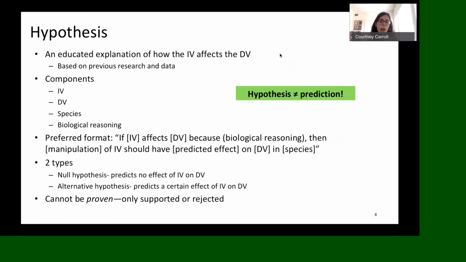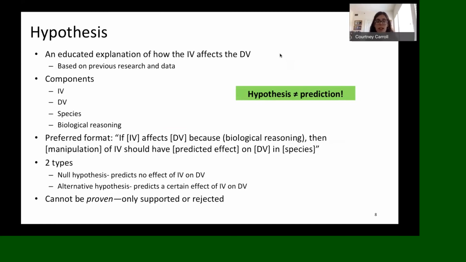And there are 2 types. The null hypothesis predicts that there's no effect. So for this, the null hypothesis would be that increasing salinity has no effect on plant growth, right? There is no effect of that independent variable on our dependent variable. The alternative hypothesis, on the other hand, predicts that an effect will happen. So the null hypothesis says salinity will not affect plant growth, whereas the alternative hypothesis says salinity will affect plant growth here for our tomato plants.